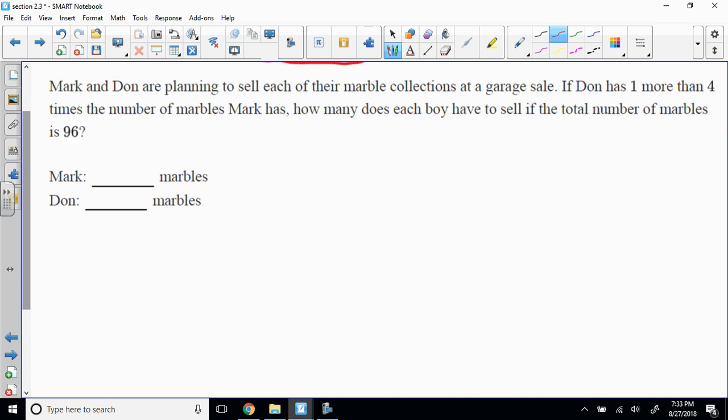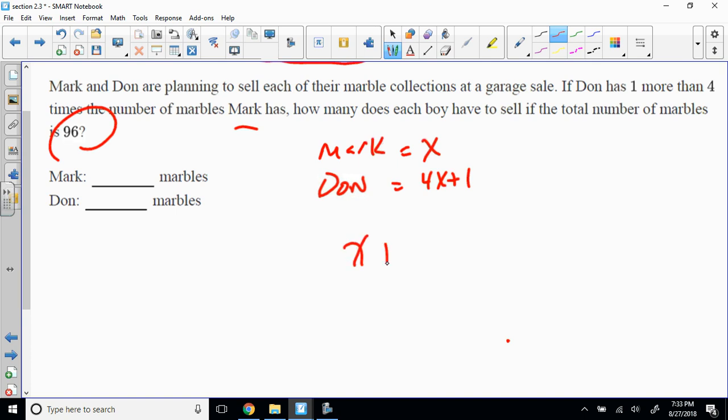Okay, do we know how many Mark has? Nah. So in math, we make that an unknown, which is a variable, right? But we do know how many Don has, right? One more than 4 times the number. So that's 4X plus what? And they have a total of how many? 96. So X plus 4X plus 1 equals 96. Do y'all agree with that? Yeah. And then I've got 5X plus 1 equals 96.